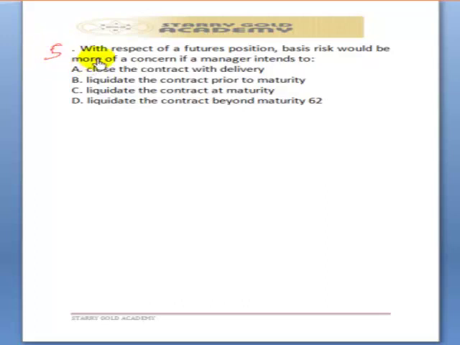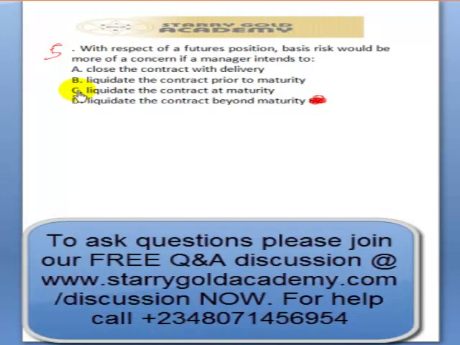Question 5 says, with respect to a future position, basis risk will be more of a concern if a manager intends to do what? Close the contract with delivery, liquidate the contract prior to maturity, liquidate the contract at maturity, liquidate the contract beyond the maturity. There is nothing like beyond the maturity. No contract expands or extends after the maturity. Everything stops at maturity. So our answer here is that liquidate the contract prior to maturity. That is when the basis will be of concern.